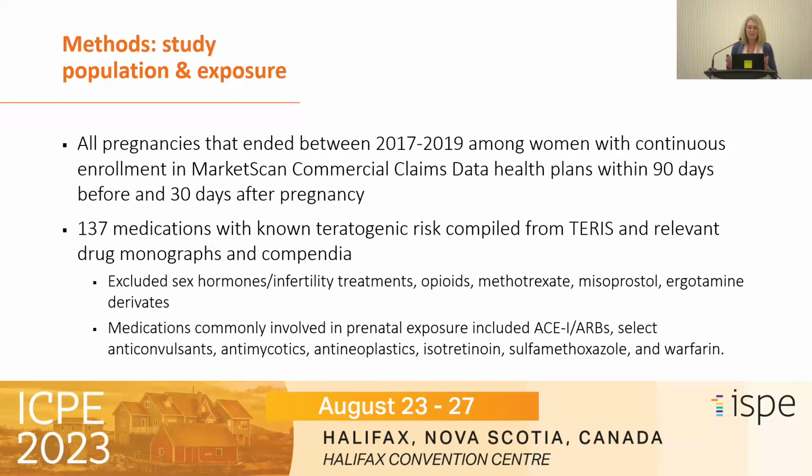So we took MarketScan data, a population of privately insured patients in the United States from 2017 to 2019. Then we identified 137 medications with known teratogenic risk, based on monographs that have identified them as such, specifically TERIS. We excluded sex hormones, infertility treatments, opioids, methotrexate, misoprostol, which are teratogenic but are also used to abort, and ergotamine derivatives. So we really tried to focus on the bread and butter teratogenic medications that women might be exposed to inadvertently during pregnancy.